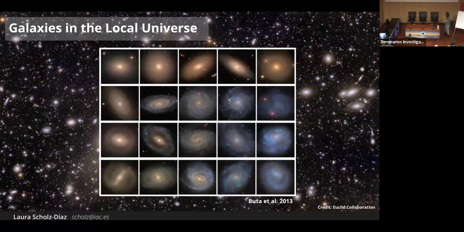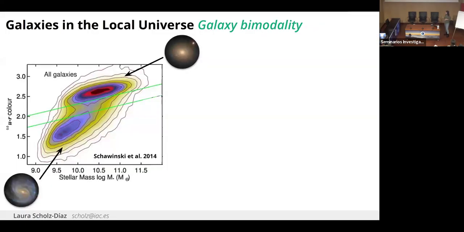And when we look at them in well-known diagrams, for example, the color stellar mass diagram, we also see that we tend to see a galaxy bimodality. Redder and more spheroidal galaxies tend to have redder colors and cluster in what we call the red sequence of passive galaxies, while bluer galaxies are in the blue cloud. So we see this galaxy bimodality in this color stellar mass plane.